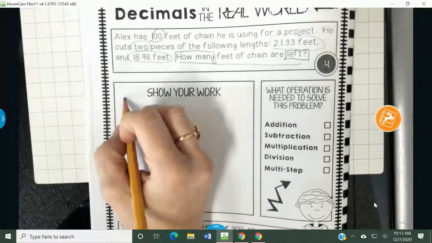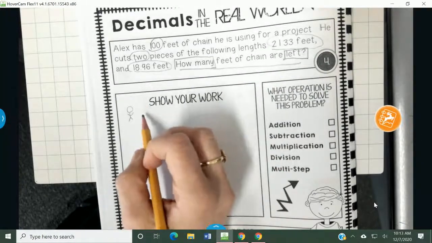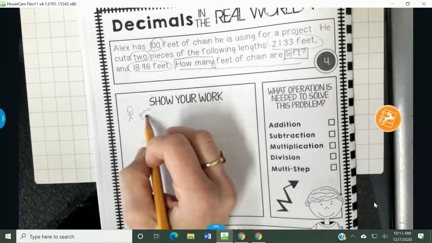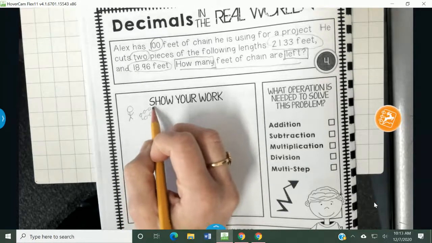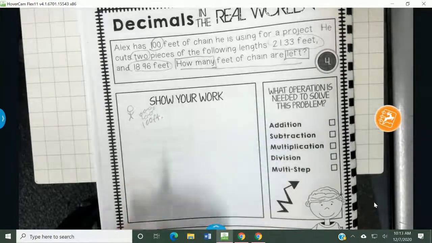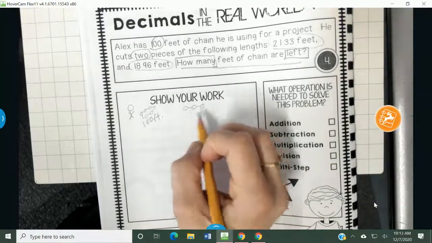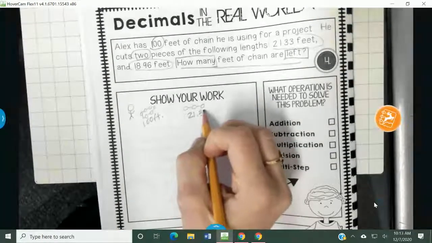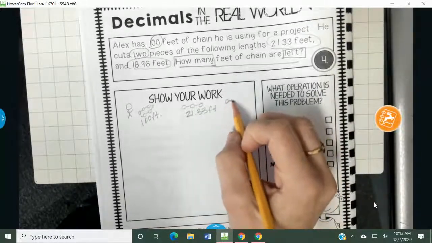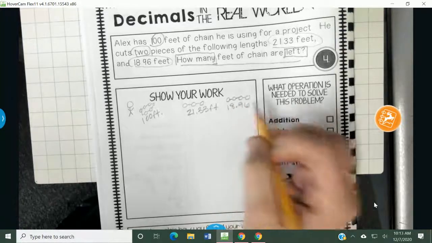So here's Alex. I'm just going to draw a stick figure. He has 100 feet of chain. So imagine a chain, maybe it's a necklace or something. And I got 100 feet of it. But he needs to cut 2 pieces. So he needs a length of chain that's 21.33 feet. And then I need another piece that's going to be 18.96 feet.